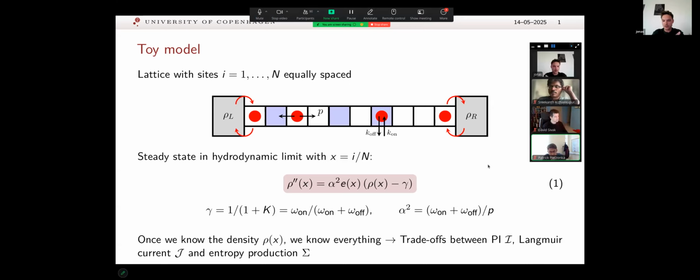So our goal was now to study trade-offs between 3 different quantities. First and foremost, of course, the positional information carried by the different profiles. The globally integrated Langmuir current, which is simply the in and outflow current through the bulk, so not the boundary fluxes. And then finally, the entropy production, which is simply the thermodynamic cost to maintain that specific density profile in steady state.